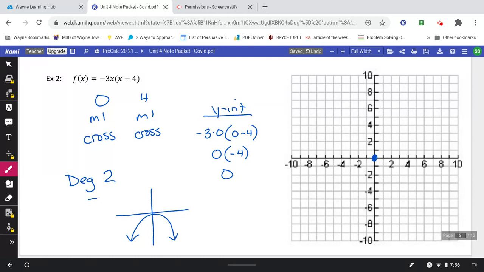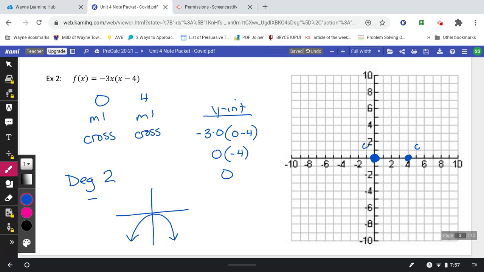We come over and we plot the 0. And I'm going to put a C for cross. Plot the 4. Put another C for cross. The y-intercept would again be right here. So you're just putting a point over that point.